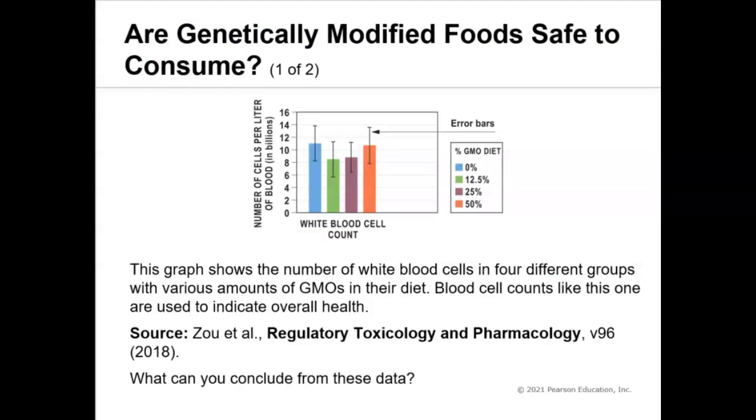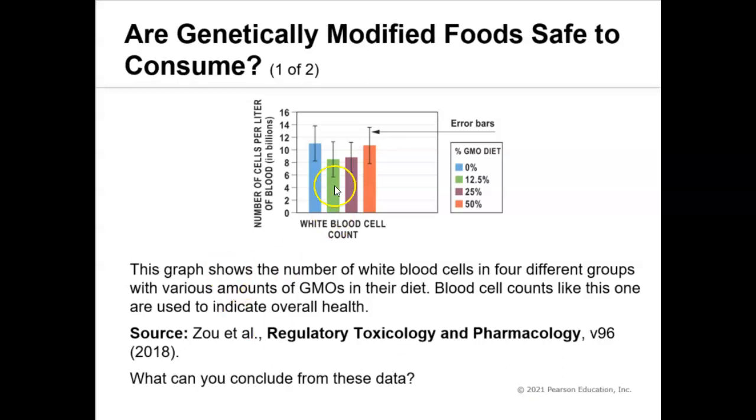This next case study is going to examine whether genetically modified foods are safe to consume. So this graph here shows the number of white blood cells in 4 different groups with various amounts of genetically modified organisms in their diet. Blood cell counts like this one are used to indicate overall health.